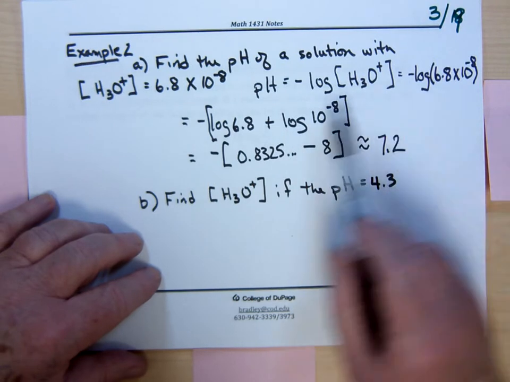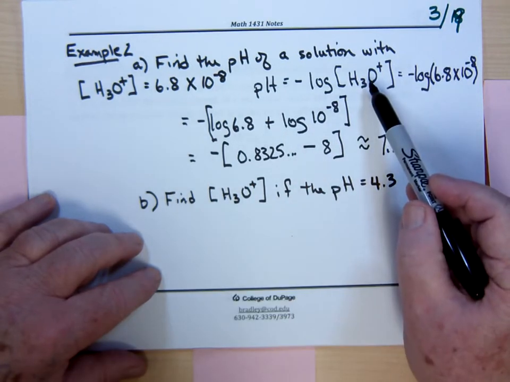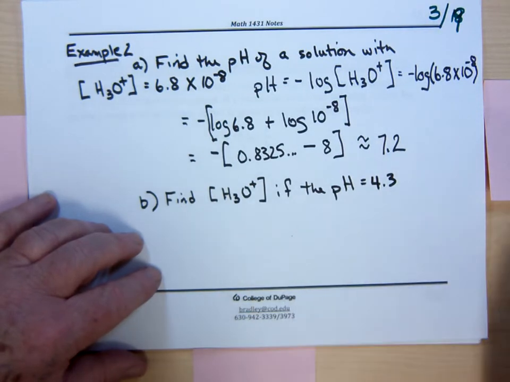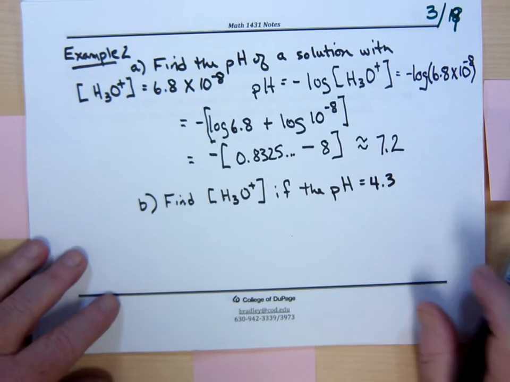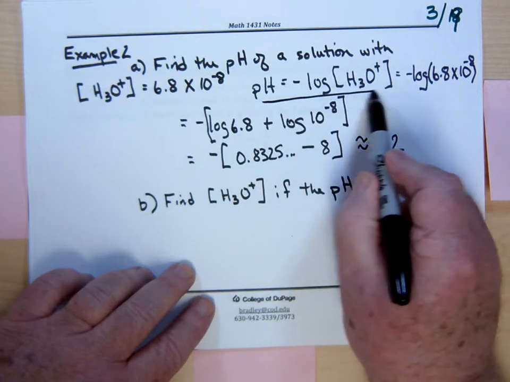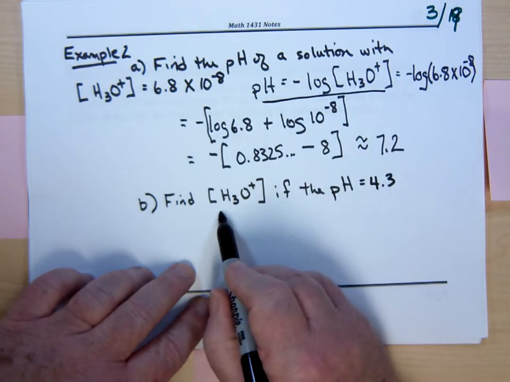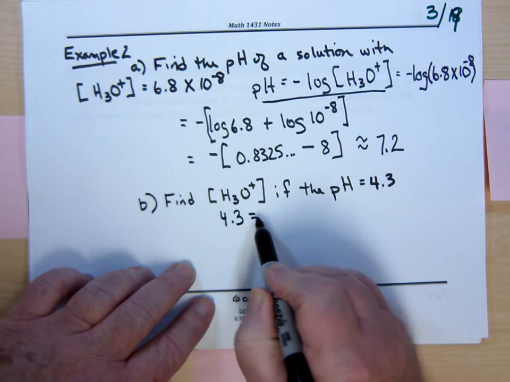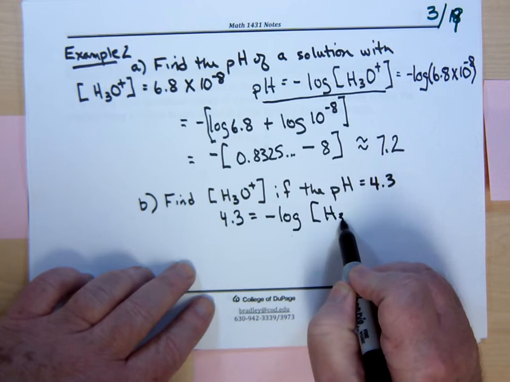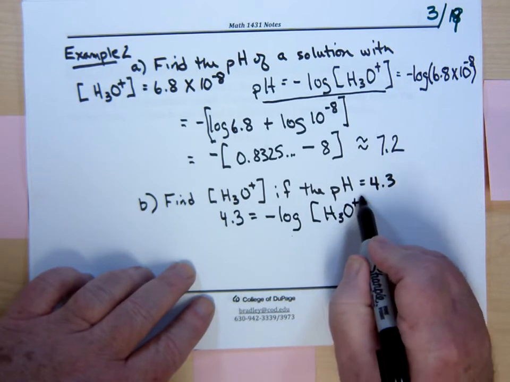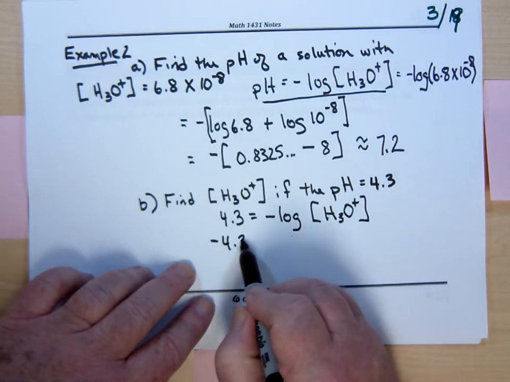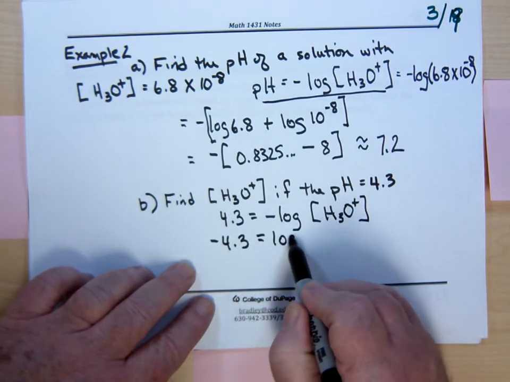Now the other way that you can do a problem like this, where you have an equation, is in this first example they gave us the concentration of the hydronium ion. Now what they could do is they could give you the pH value and ask you to find the concentration of hydronium ion. So here the pH value is 4.3. So using the same fundamental equation, what we would say is that 4.3 is equal to minus the logarithm base 10 of the concentration of the hydronium ion. And you could just think about that as being x.